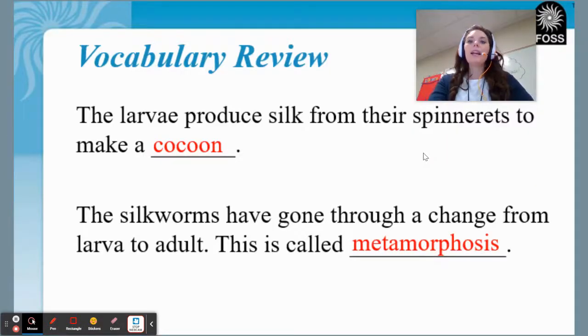Let's review some vocabulary from this lesson. The larvae produce silk from their spinnerets to make a cocoon. The silkworms have gone through a change from larva to adult. This is called metamorphosis. So those are two important vocabulary words to remember and learn from this lesson. They create a cocoon and they undergo a process called metamorphosis when they change from larva to adult.